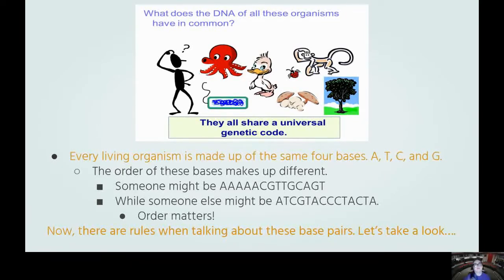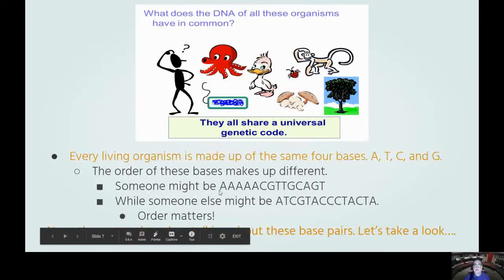Now, we don't all look the same, right? An octopus and a duck and a person don't look the same. Bacteria also have DNA and they don't look the same as us, right? Trees and monkeys don't look the same. Ladybugs and mushrooms don't look the same. So how can we all be made up of the same stuff if we look so different, right? Well, the order that we put these letters in makes a difference.